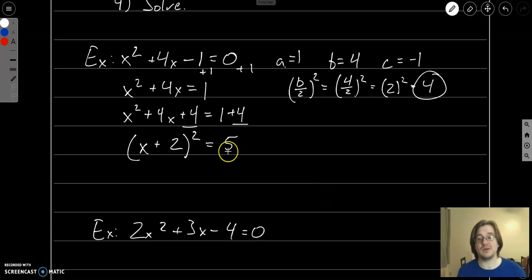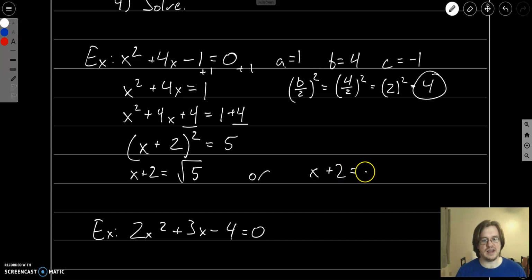And now, this is an equation that we have seen how to solve already. Something squared is equal to 5. This means that that something is going to be equal to either the positive square root of 5, or x plus 2 will be equal to negative square root of 5.